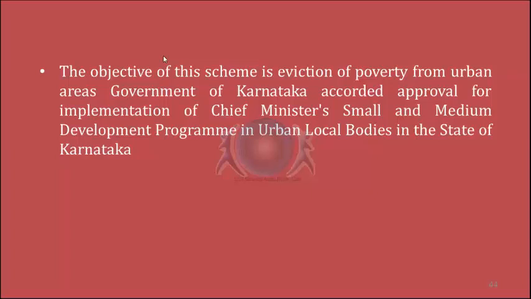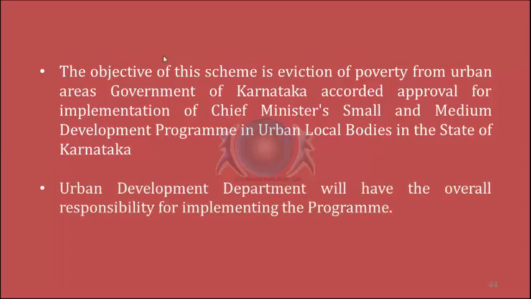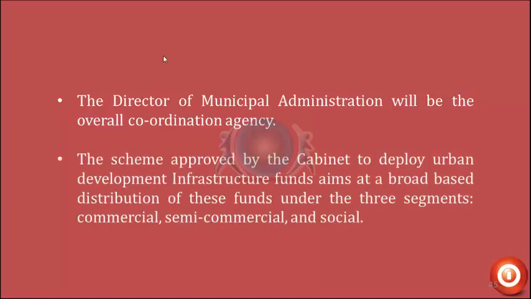The government of Karnataka accorded approval for the implementation of the Chief Minister's Small and Medium Development Program in urban local bodies in the state of Karnataka. Urban Development Department plays an important role, and it will have the overall responsibility for implementing the program. The Director of Municipal Administration is the overall coordination agency. The scheme has been approved by the Cabinet to deploy urban development infrastructure funds, aiming at broad-based distribution of these funds under three segments, that is, commercial, semi-commercial, and social aspects.